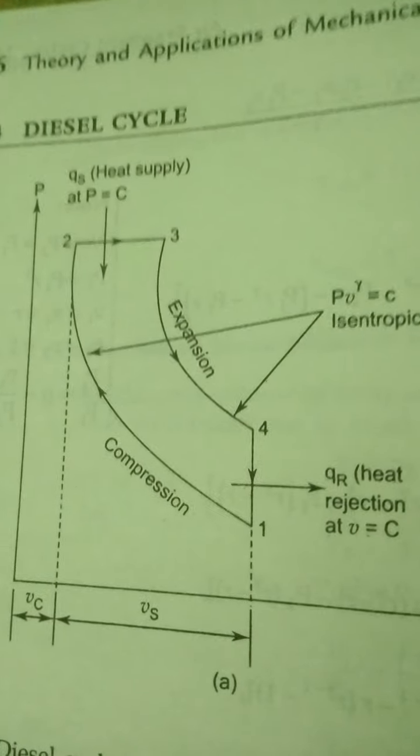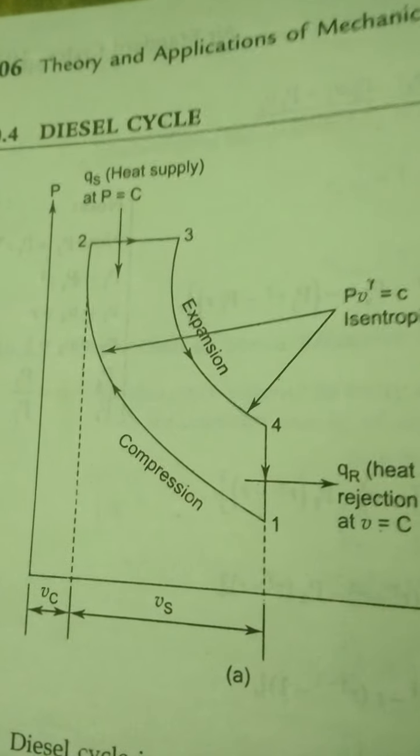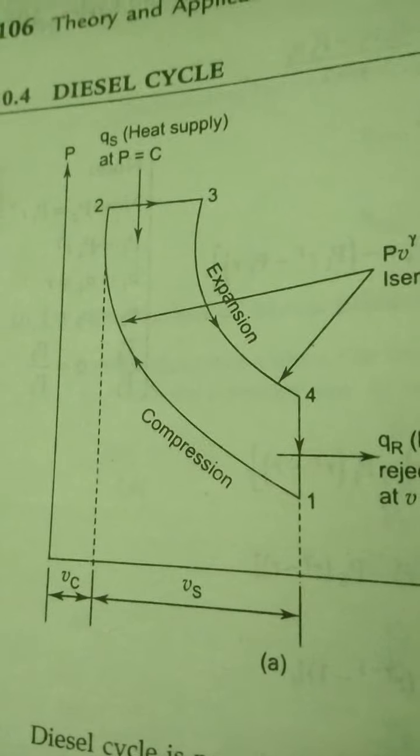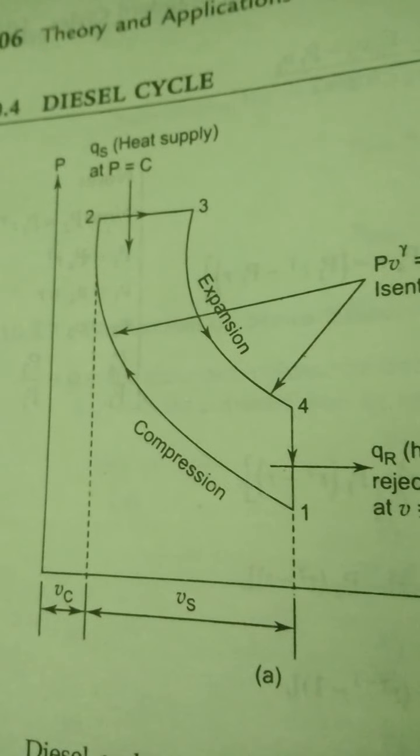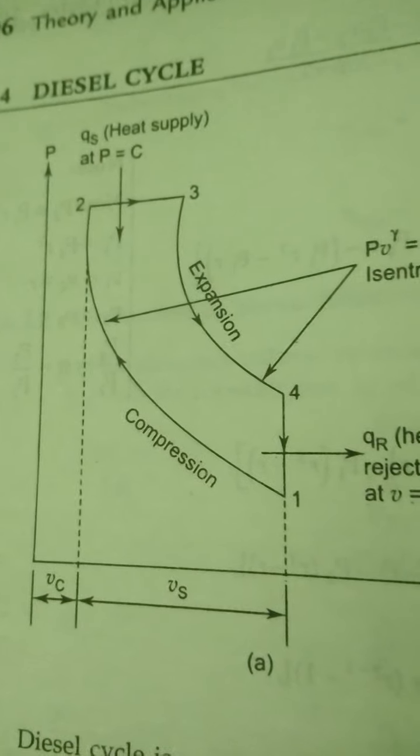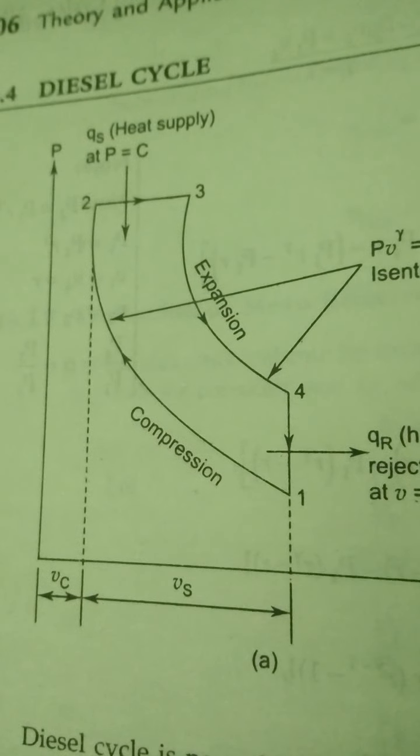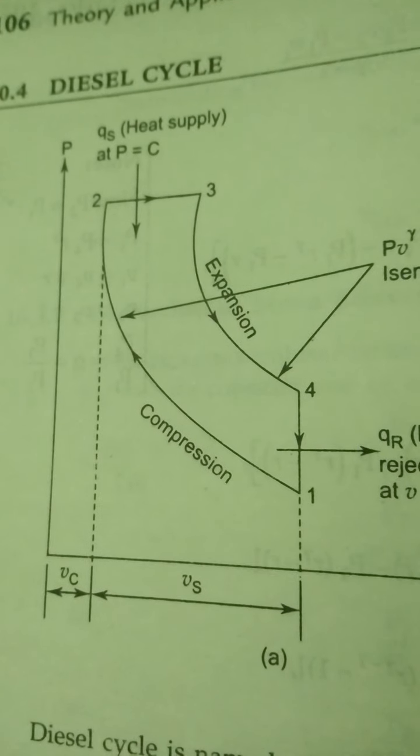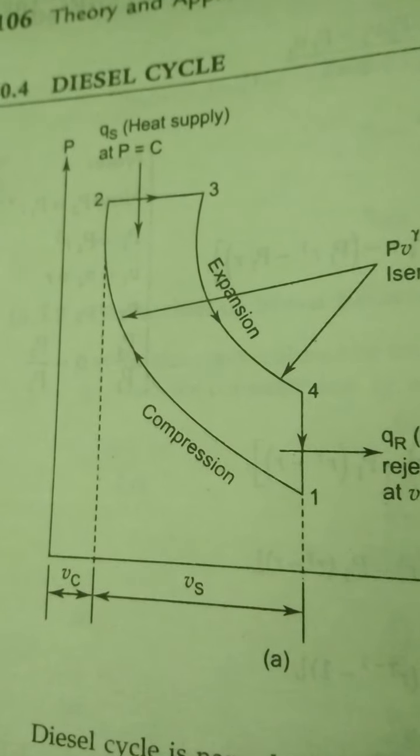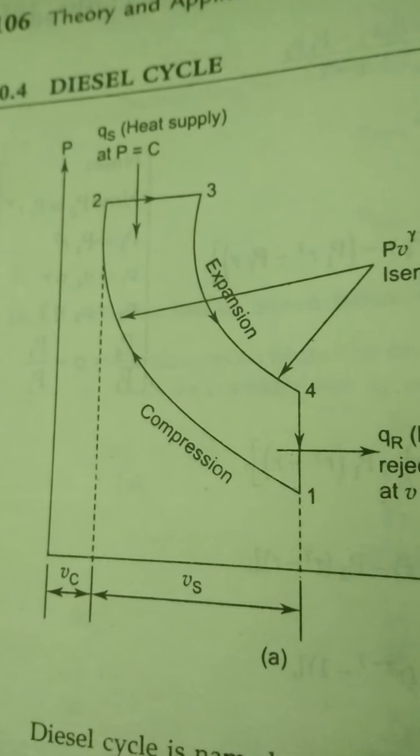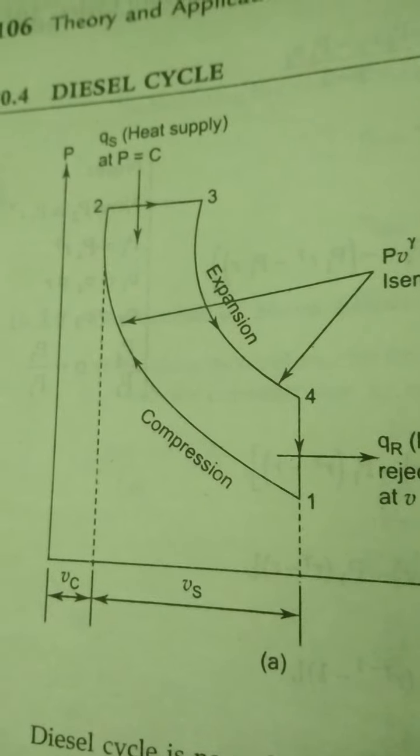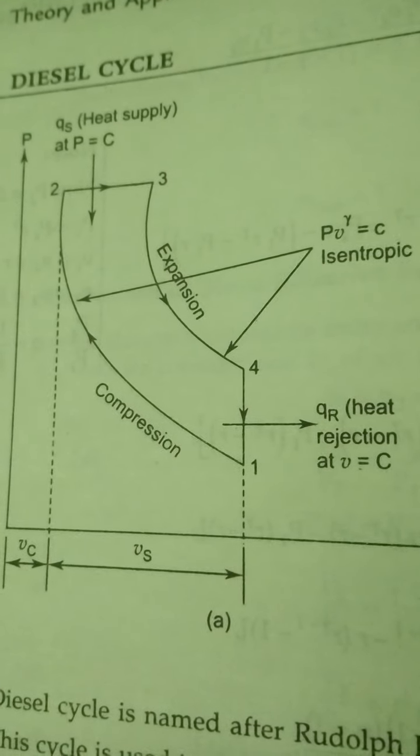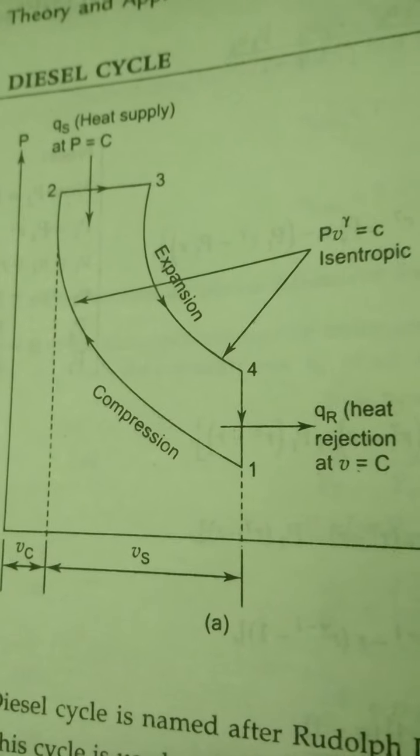Before starting the valve timing diagram for the 4-stroke diesel engine, we will go through the theoretical PV diagram. This is the diagram: this is the compression, then constant pressure heat addition from 2 to 3, then an expansion from 3 to 4, and 4 to 1 is again heat rejection at constant volume.